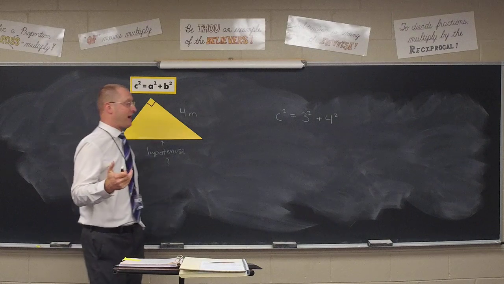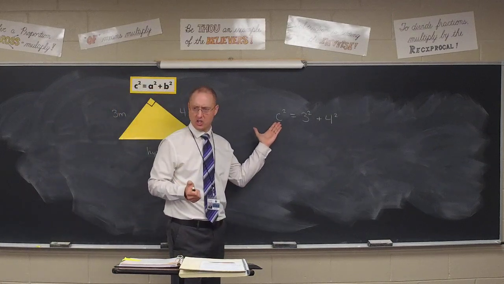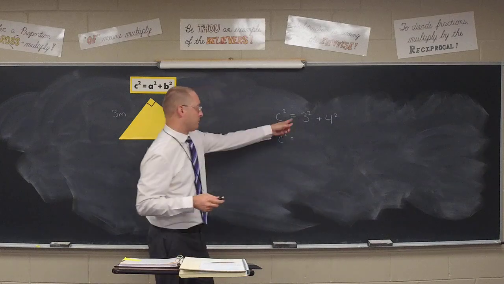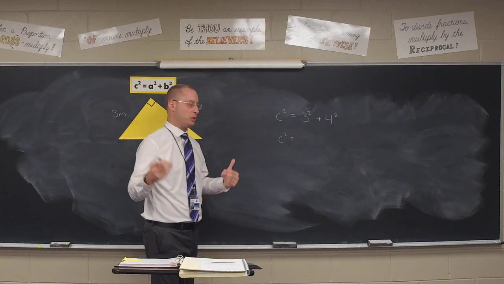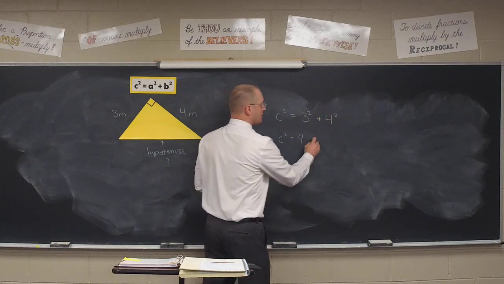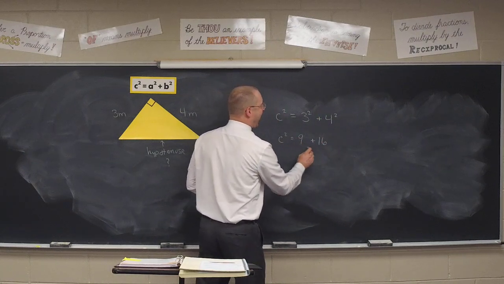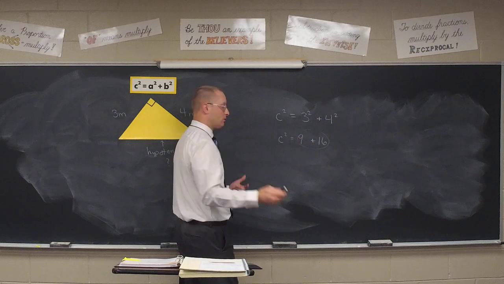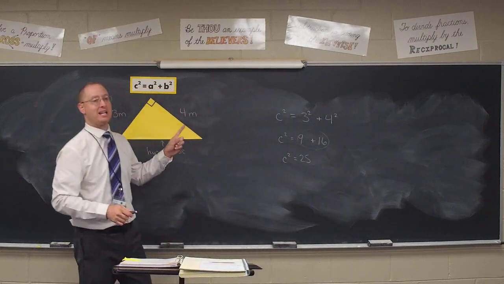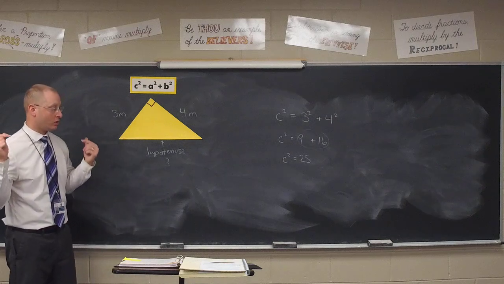From here, we simplify what we can. Can I simplify a c squared, class? No, because I don't know what c is yet. Can I simplify a 3 squared, class? Absolutely, it's 9. And then I can simplify a 4 squared, 16. Then we can simply add 9 plus 16. 25. And if we know that c squared equals 25, to get c by itself, class, we take the square root.